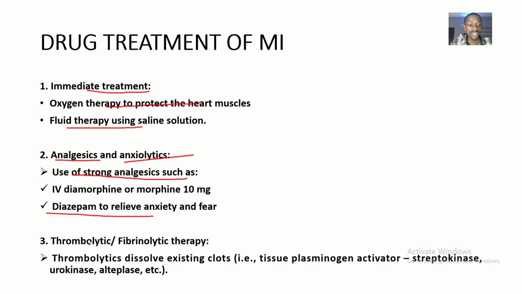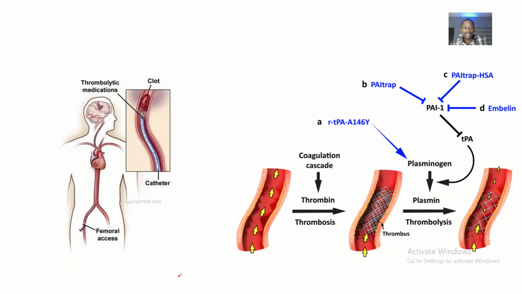Then we can use thrombolytic and fibrinolytic therapy. Thrombolytic is basically like, if there's any blood clot, you give a drug that will break down the clot, will dissolve the clot. Do you understand? So thrombolytics dissolve existing clots. For example, tissue plasminogen activator, streptokinase, urokinase, and alteplase. You can see this is a clot, and thrombolytic medications basically eat up that clot literally.